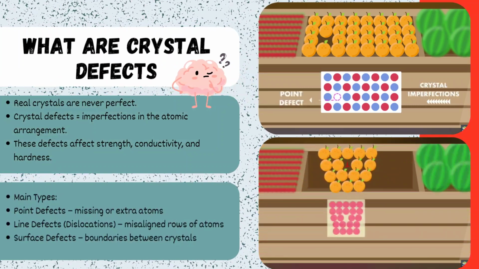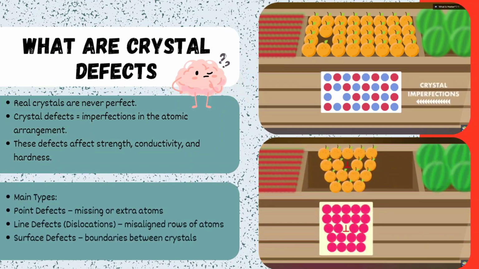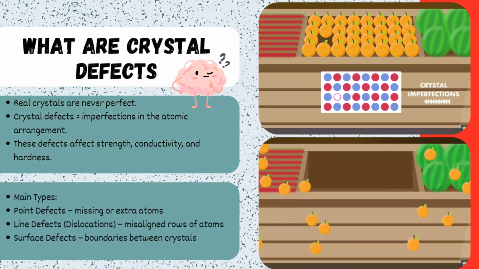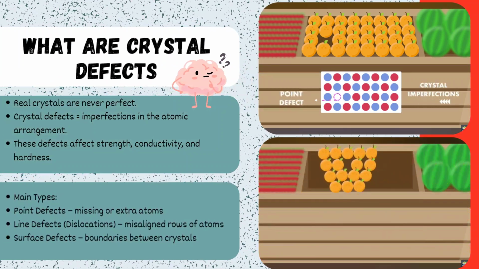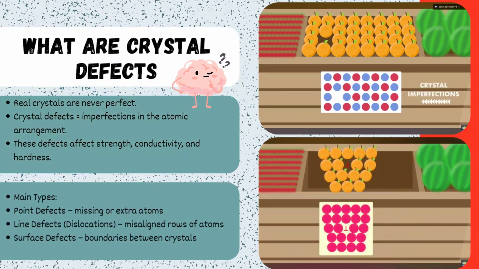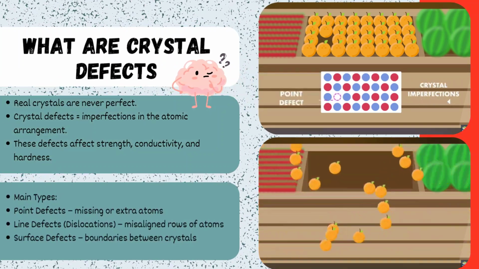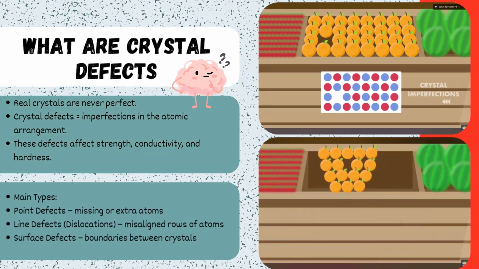First, point defects, where atoms are missing or extra ones are squeezed in. Second, we have line defects, also called dislocations, where a row of atoms is misplaced. Next, we have surface defects, which appear on the crystal boundaries or surface. These defects might sound bad, but they actually affect the strength, hardness, and conductivity, sometimes even making materials stronger.